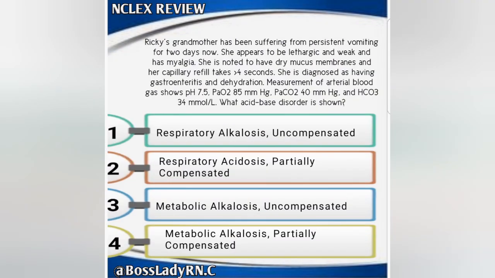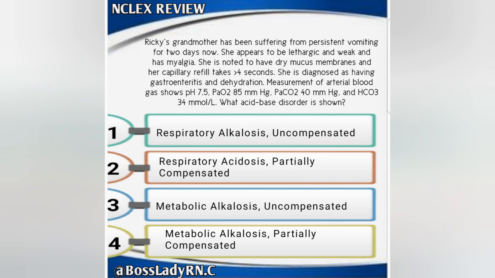Next question. Ricky's grandmother has been suffering from persistent vomiting for 2 days now. She appears to be lethargic and weak and has myalgia. She is noted to have dry mucous membranes and her capillary refill takes greater than 4 seconds. She is diagnosed as having gastroenteritis and dehydration.